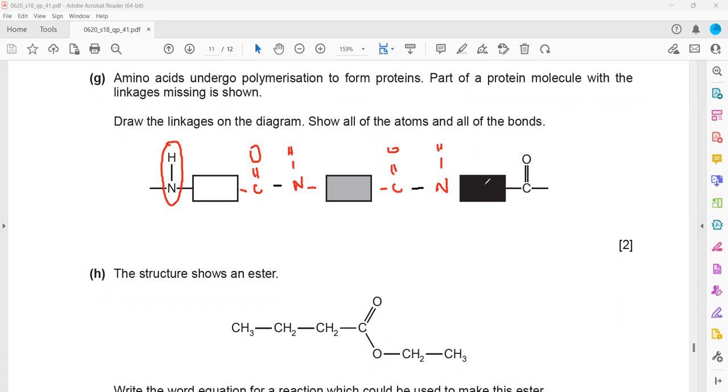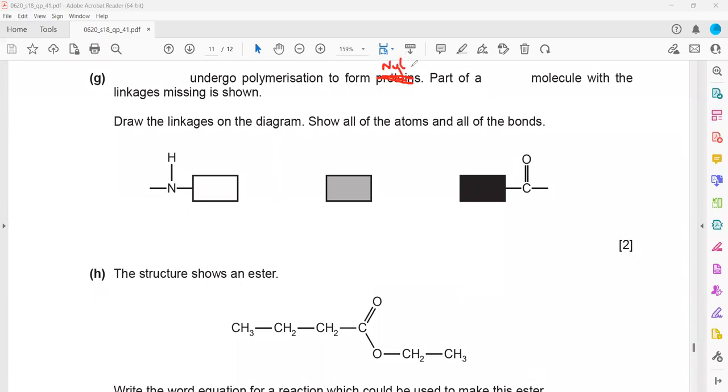But what if the same question was there, and instead of protein they say nylon? The same question: undergo polymerization to form nylon. Then what will you do? In nylon, one molecule has an amine group at both ends, the other molecule has a carboxylic group at both ends, then another molecule has amine groups at both ends. So in nylon, each molecule has identical ends.